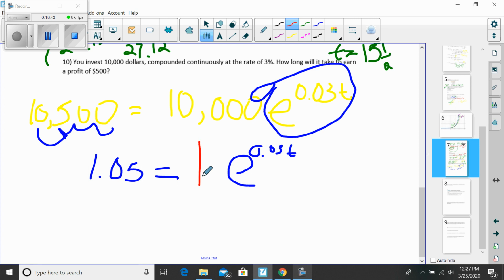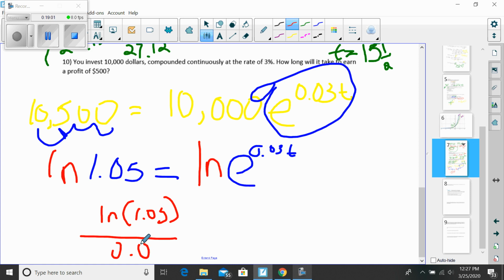Okay, so now I'm taking natural log of both sides. And I get the natural log of 1.05 divided by 0.03, and T is equal to, and let's see, T is time in years. Okay, so I get 1.62 years. All right, so about 1 2/3 of a year. So 2/3 of a year, that's about 8 months. So about 1 year and 8 months.